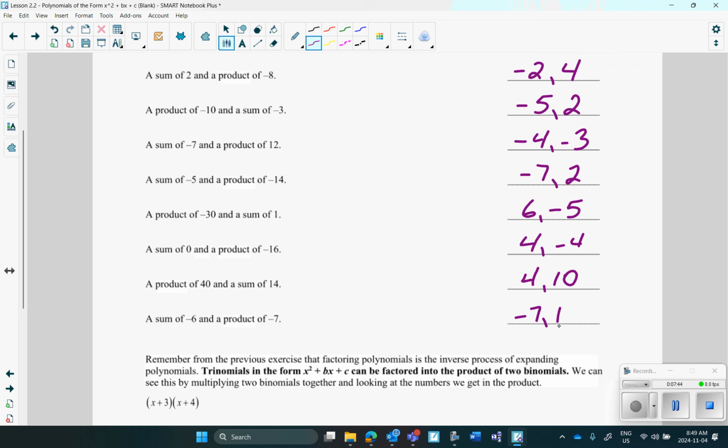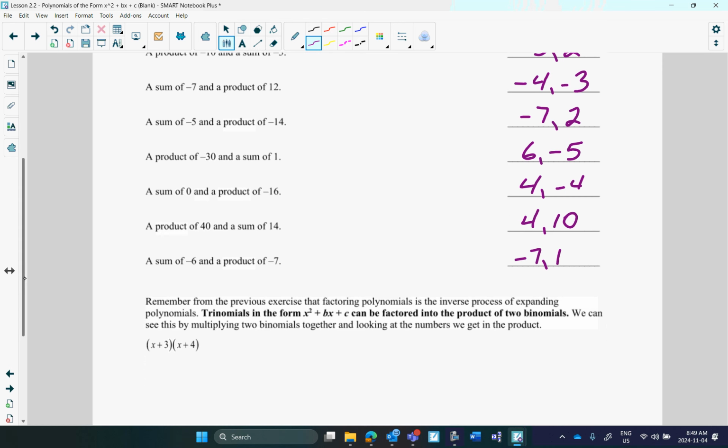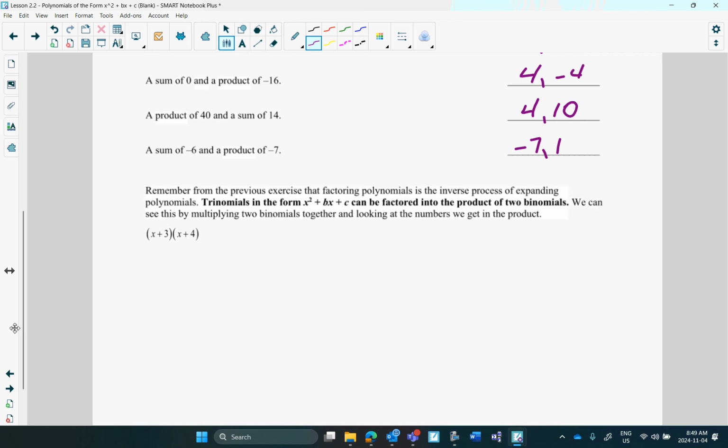So there's a reason that I asked you to do this, because we use this when we factor. When we get an expression that looks like this, a trinomial, where the first term is x squared, or it could be the letter a or j or whatever.